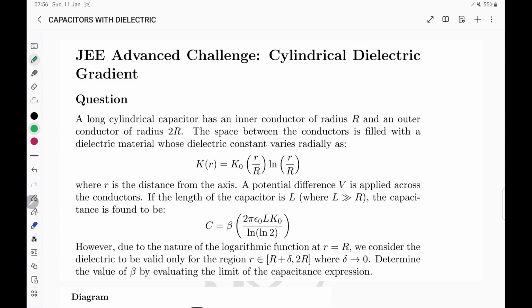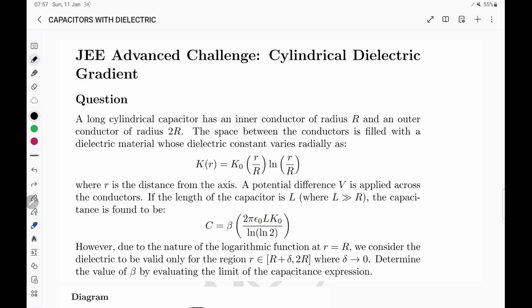Okay students, so here is your challenge question, or the modified PYQ, like your previous question. The question is as follows. A long cylindrical capacitor has an inner conductor of radius r and an outer conductor of radius 2r. The space between the conductors is filled with a dielectric whose dielectric constant varies radially. So here we do not have multiple dielectrics with different dielectric constants. We have a continuously varying dielectric constant, and it's radially varying. That is mentioned in the question.